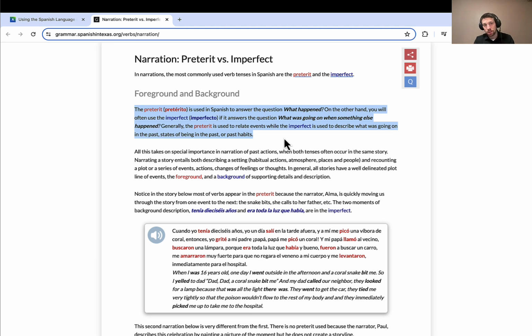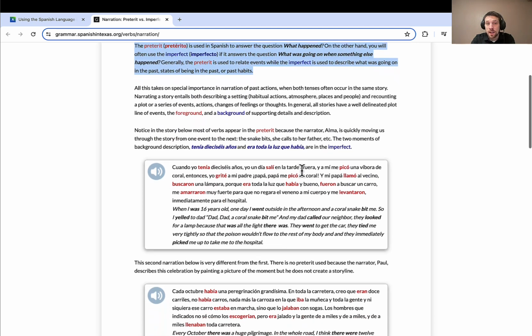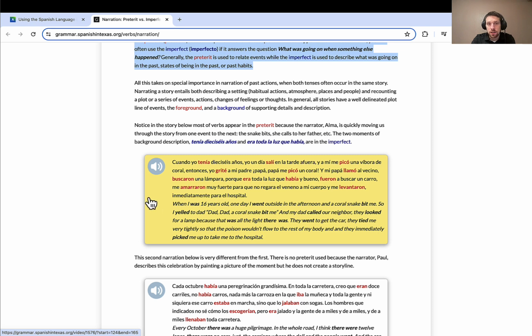The imperfect talks about typically things that were ongoing in the past, right? What was happening. And when we bring them together, we use them in a way that answers the question, what was going on or what was happening when something else happened, where you have an event going on and then something else that interrupts that event or changes it. And so that happens oftentimes in stories. Take a look at this story.